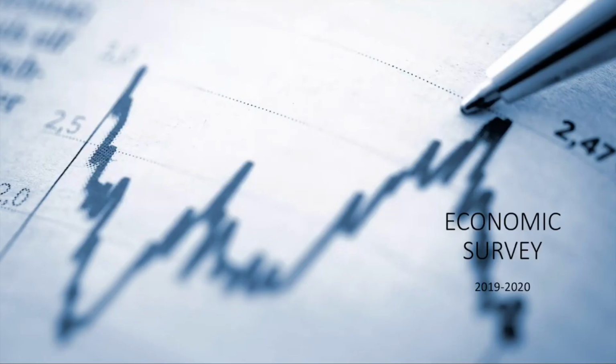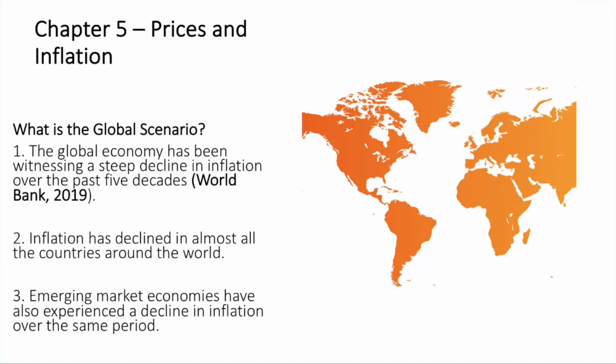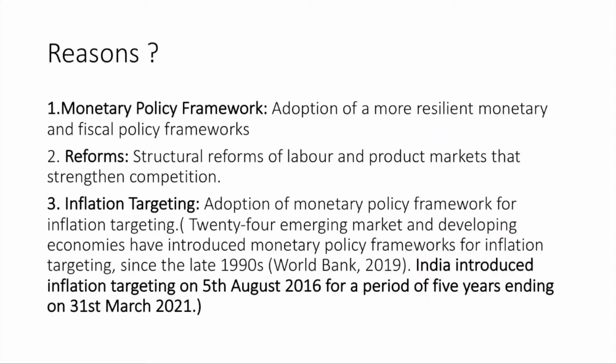This was all about our last lecture, the theory lectures on WPI, CPI and inflation. Now let's come to what are the observations of the Economic Survey on inflation. What the Economic Survey has observed is that at global level, inflation is declining. Also, inflation is declining in almost all countries in the world, and also in emerging market economies, inflation is declining. This is what the Economic Survey observes.